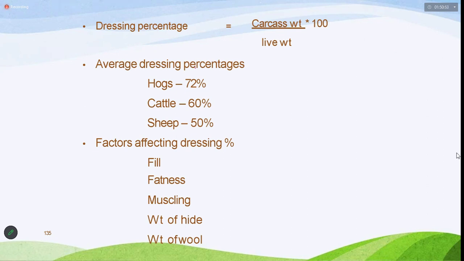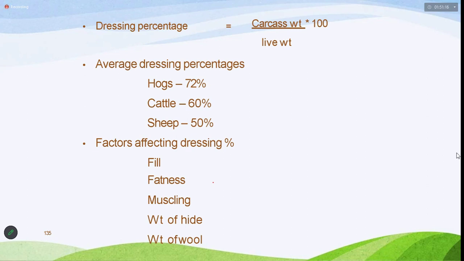Based on that, average dressing percentages are calculated. For swine it is 72, for cattle 60, for sheep 50. Again, the economic value depends on these percentages.